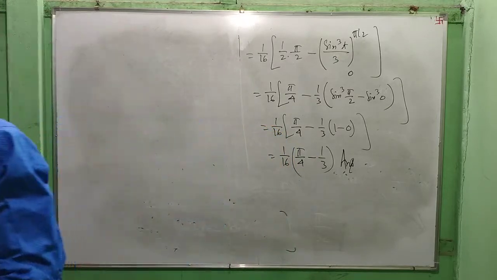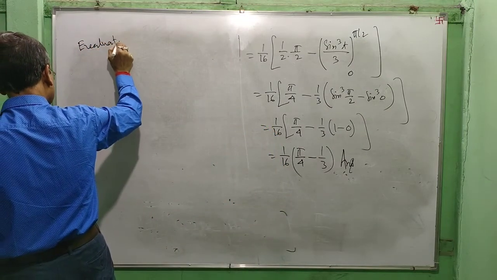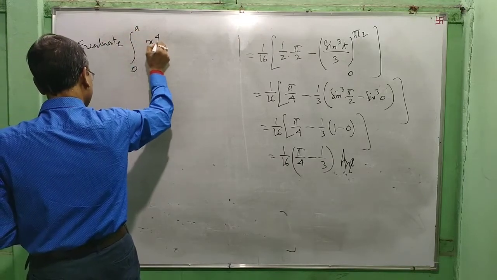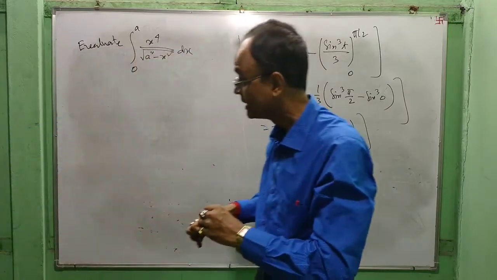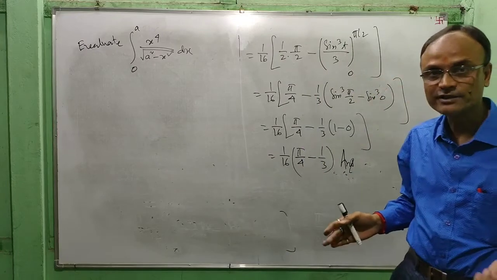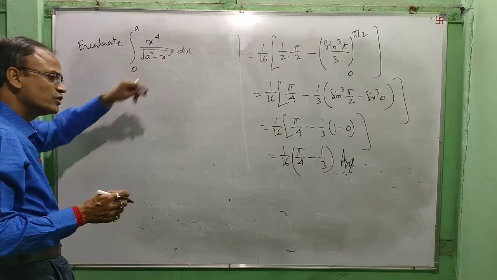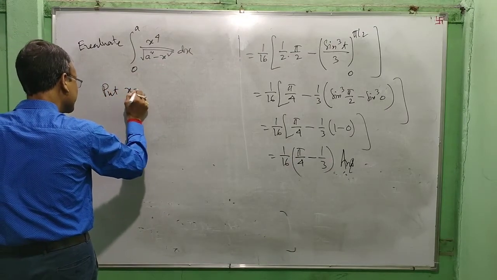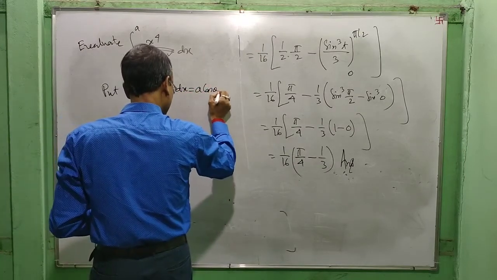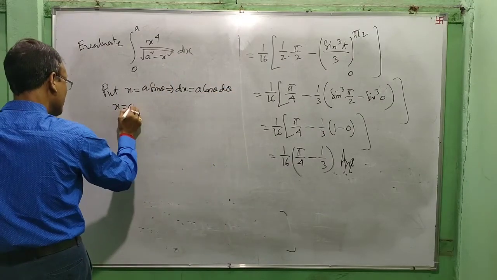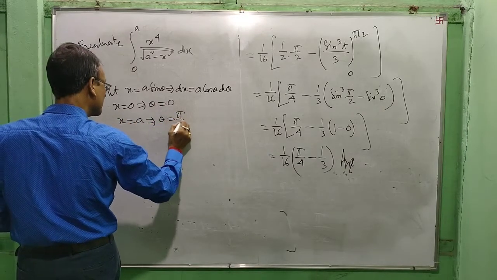Let us take another example. Evaluate the integral from 0 to a of x to the power 4 divided by root over a square minus x square dx. Here, simple substitution: put x equal to a sin theta. This means dx equal to a cos theta d theta. X equal to 0 implies theta equal to 0. X equal to a implies theta equal to pi by 2.